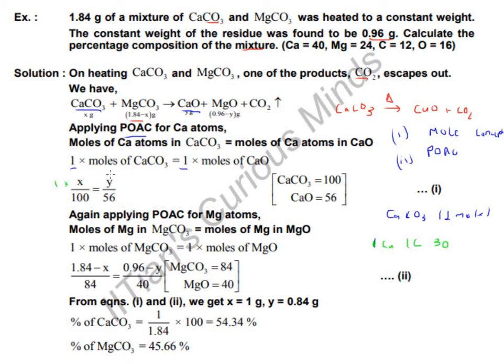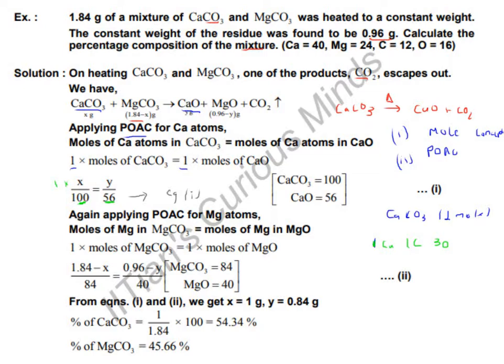So this x upon 100 and y upon 56 are moles. So x upon 100 is moles of calcium carbonate, because you know moles is the weight upon the molar weight. So this 100 is the molar weight of calcium carbonate and the 56 is the molar weight of calcium oxide. And x and y are the assumptions taken by us. x is the weight of calcium carbonate and y is the weight of calcium oxide. So we got one equation, applying POAC for calcium atoms.